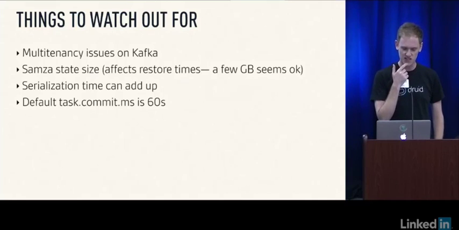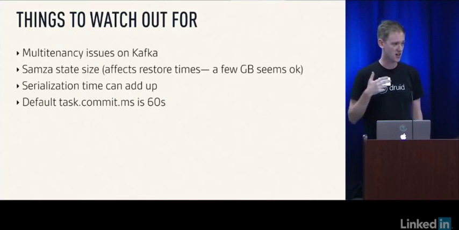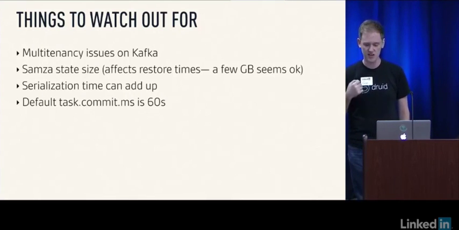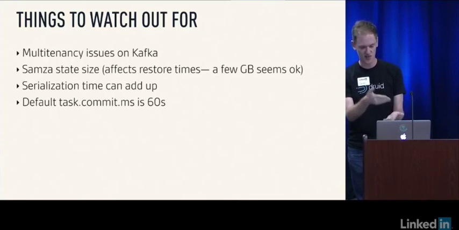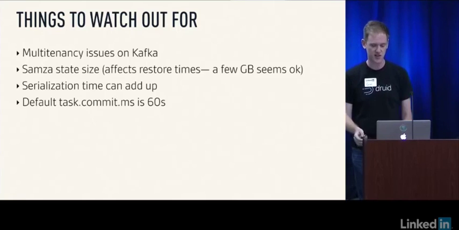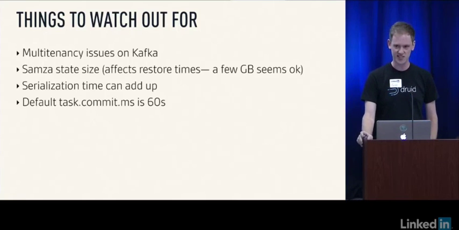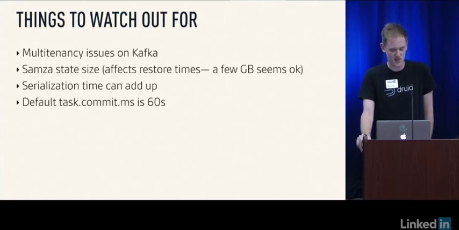Another thing to watch out for is Samza state size. Generally Samza handles large amounts of state really well while the job's running. But when it comes time to restore, it has to restore all that state from Kafka over the network before it can run again. That's not super fast. What we found is if we limit it to a few gigabytes per container, it generally seems fine. We did some tests with more than that, and it works, but it takes 20 minutes to start up a job, and that's kind of annoying.